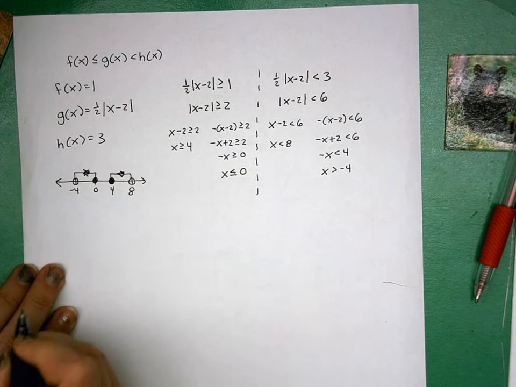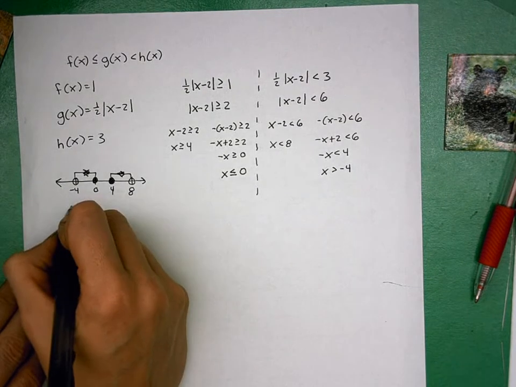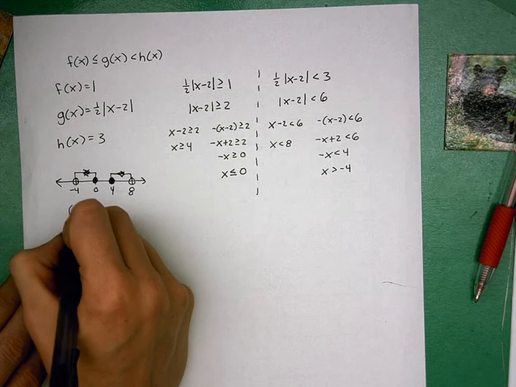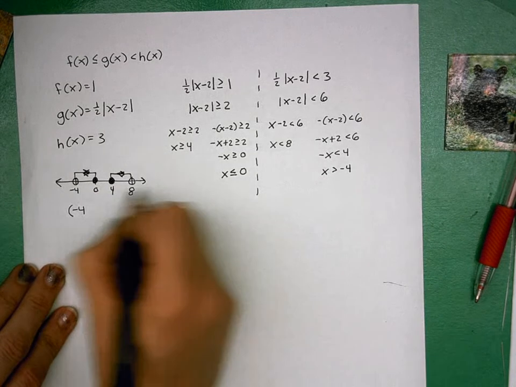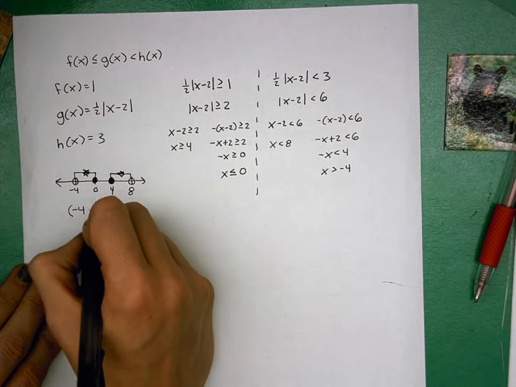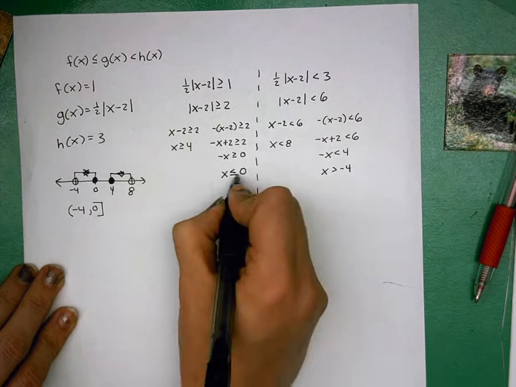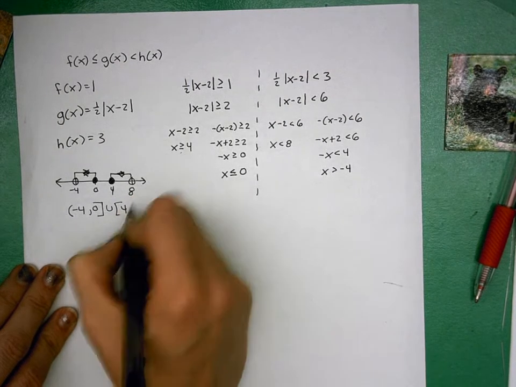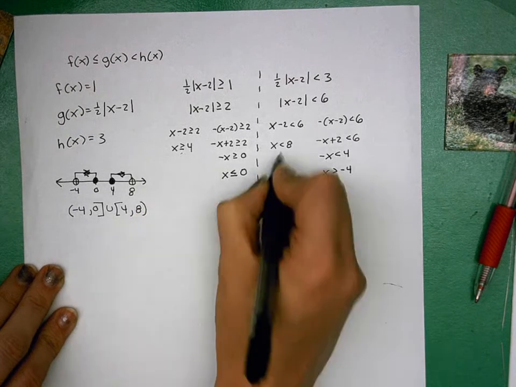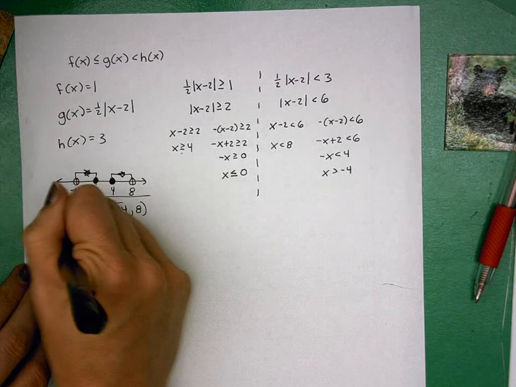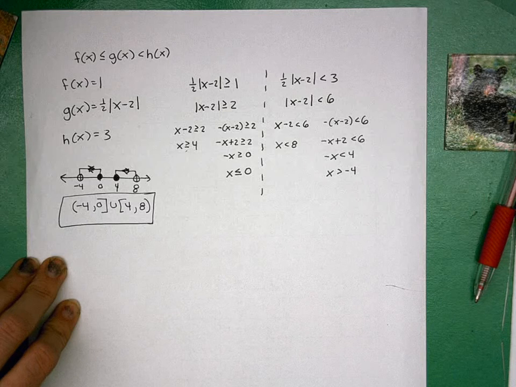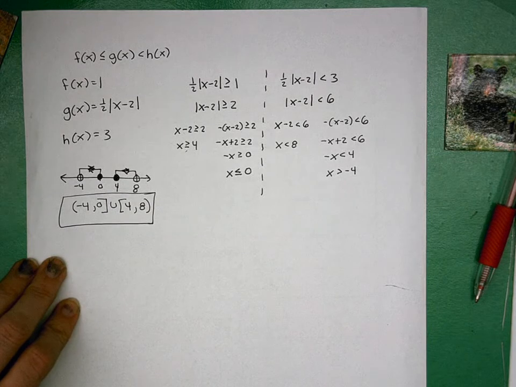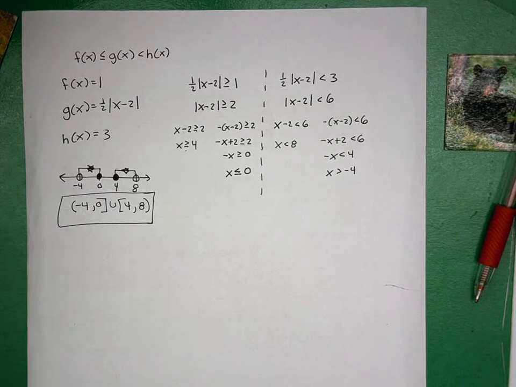And so my region here would be negative 4, parenthesis, because there was no equals, no point, to 0, bracket, because there was a point, there was an equals, 4, bracket, there was a point, there was an equals, to 8, no point, parenthesis. Okay? And again, there's one that corresponds to this on the graph. It's not exactly the same, but it's pretty close. So you can make sure to practice that graphically.